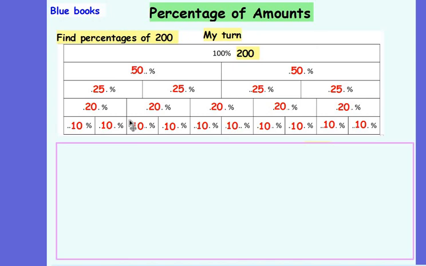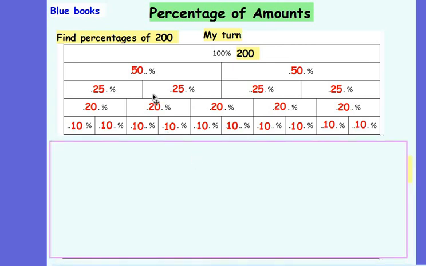Okay, so far we're confident finding multiples of 10%. However, we're now going to use our bar model to find some slightly different percentages. Please put your pens down and watch me while I go through this example, and then you're going to do an example in your dark blue books afterwards.